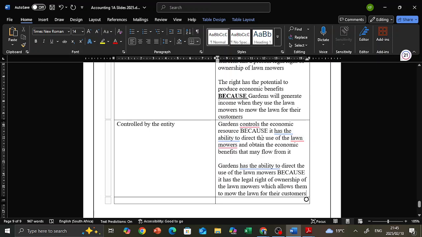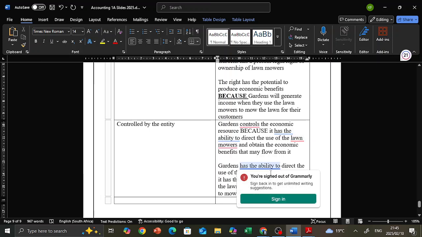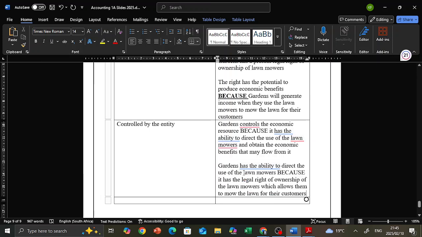This part would be 1 mark. You would get another mark for saying why. Why do they have the ability? First, you're telling them they have the ability. They control because they have the ability.